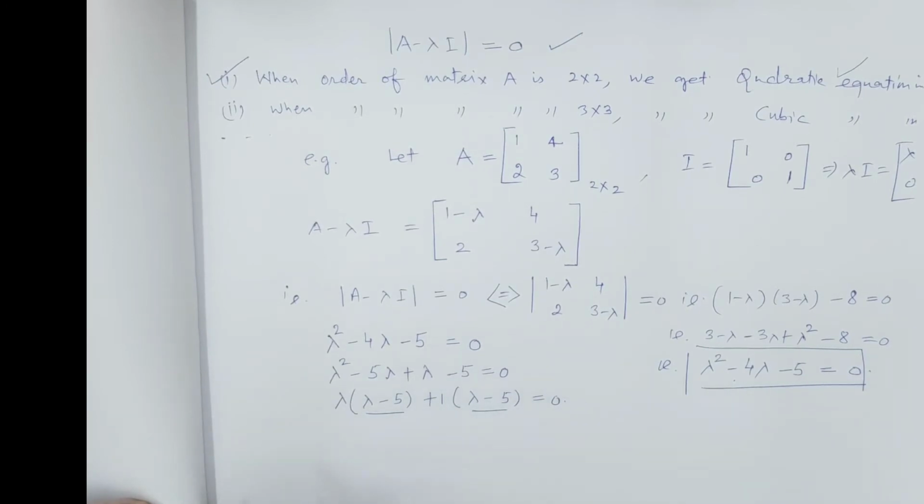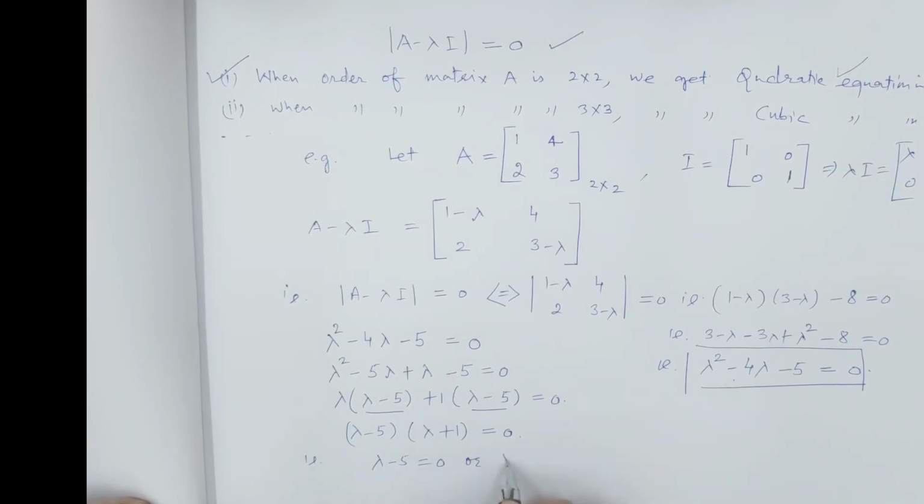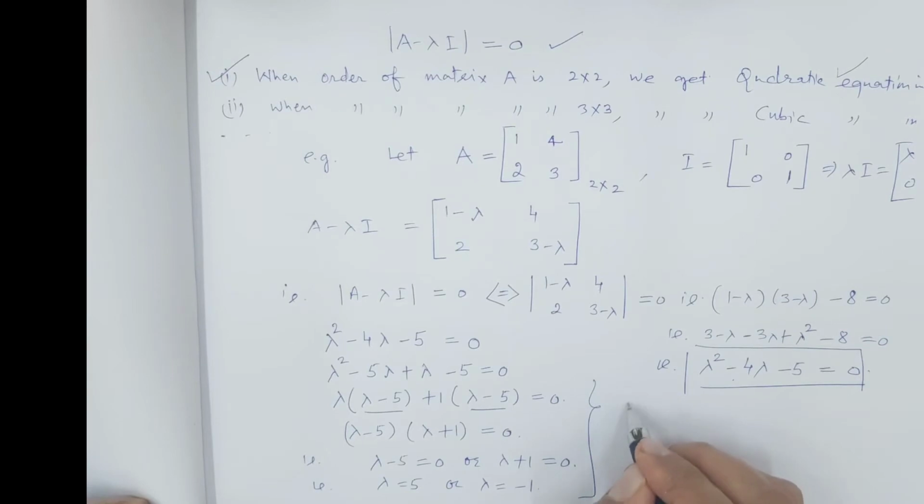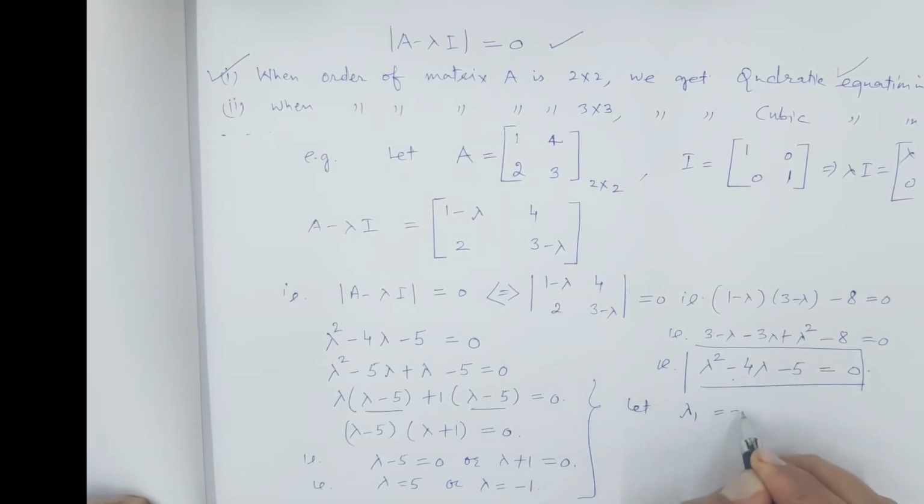Lambda minus 5, lambda minus 5. Again common. Lambda minus 5 into lambda plus 1 equal to 0. That is lambda minus 5 equal to 0 और lambda plus 1 equal to 0. यहाँ से क्या मिलेगा? lambda equal to 5 और lambda equal to minus 1. आप किसी को लैम्डा 1 मान लो, किसी को लैम्डा 2. वी गेट लेट लैम्डा 1 इक्वल टू -1, लैम्डा 2 इक्वल टू 5. लैम्डा 1 एंड लैम्डा 2 आर कॉल्ड आइगन वैल्यूज.